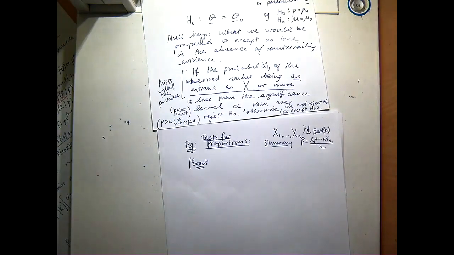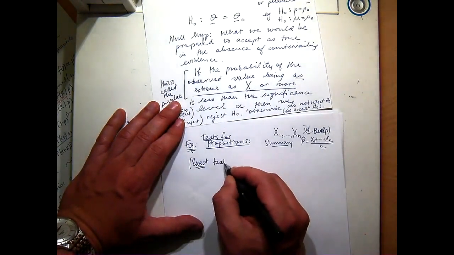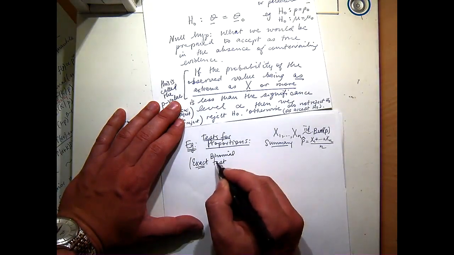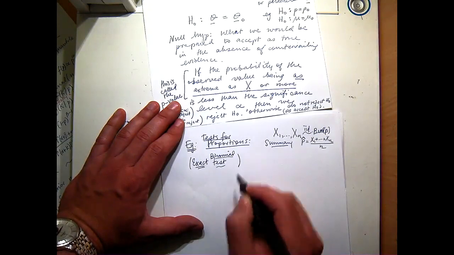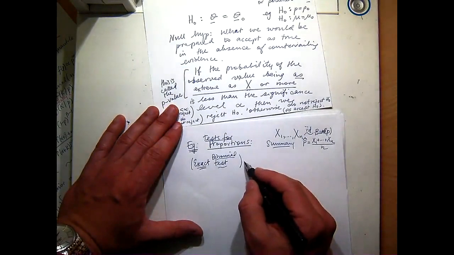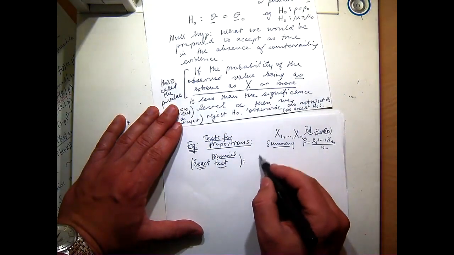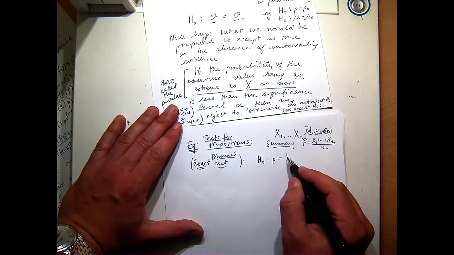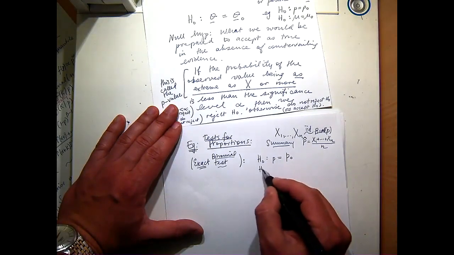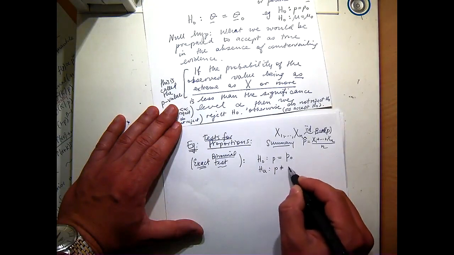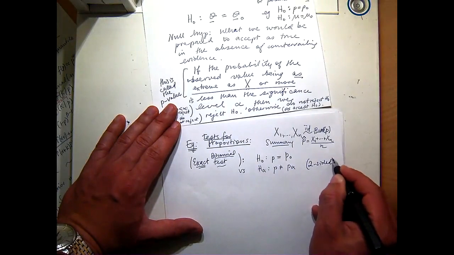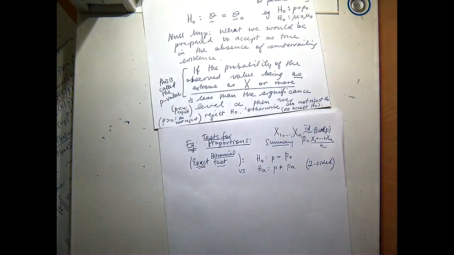So the exact test is actually called the exact binomial test. It's only practical when you can actually calculate the exact binomial values, which you can in R, but you won't be given binomial values on the exam. So if H0 is that p equals p0 versus H1, let's say the two-sided, this is two-sided, because two-sided means I'm looking for evidence that p is bigger or less.